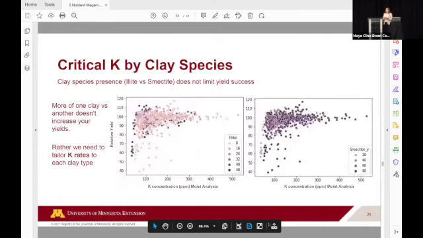Looking at just our curves before we have any fitting, I want to point out that you can see an abundance of illite throughout this entire curve. Illite is the dark points here. And if we look at smectite, you can see an abundance of smectite across this whole curve. So your yield success is not constrained by the type of clay that you have. You can still achieve just as high yields in any type of soil. It's just that we want to tailor our recommendations based upon that.